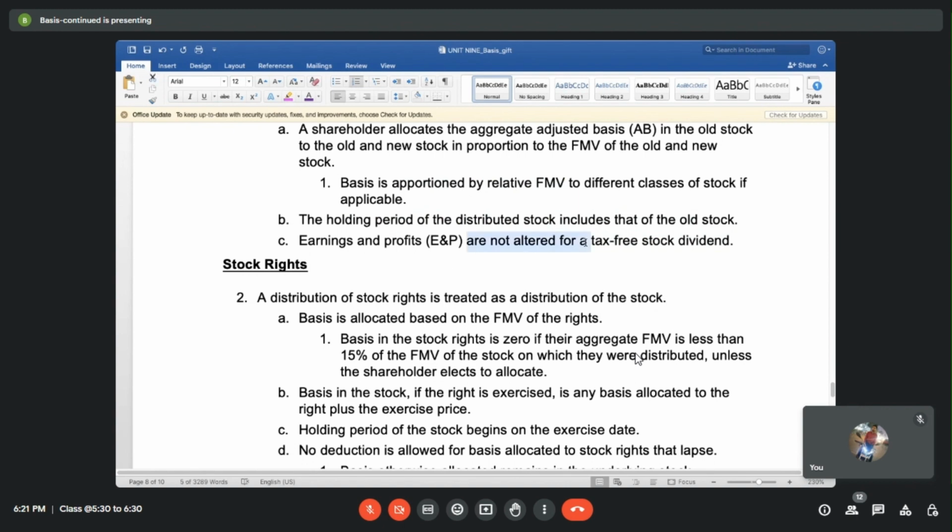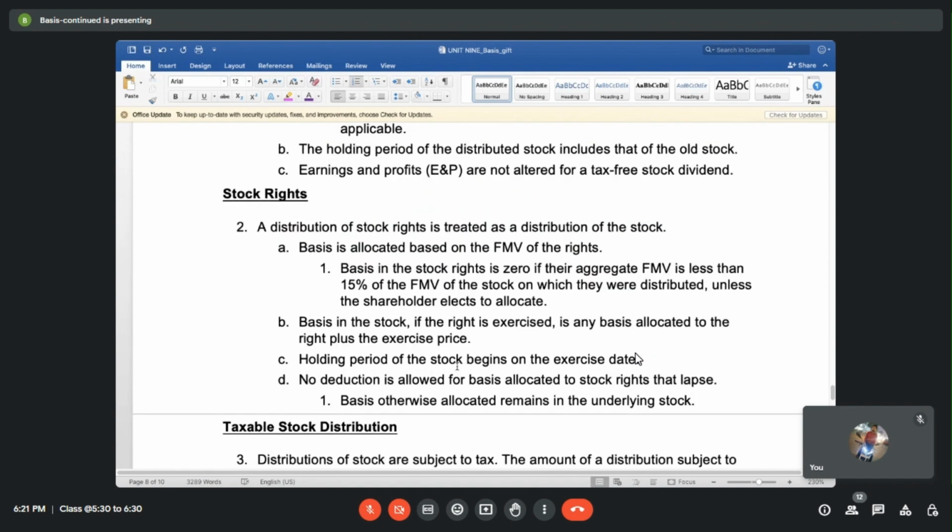capital of, say, 100,000 issued capital, total stocks 100,000. Now they're making it 200,000. So every stock is split into two. But there is no impact on earnings and profits. So it is not going to be a taxable transaction.